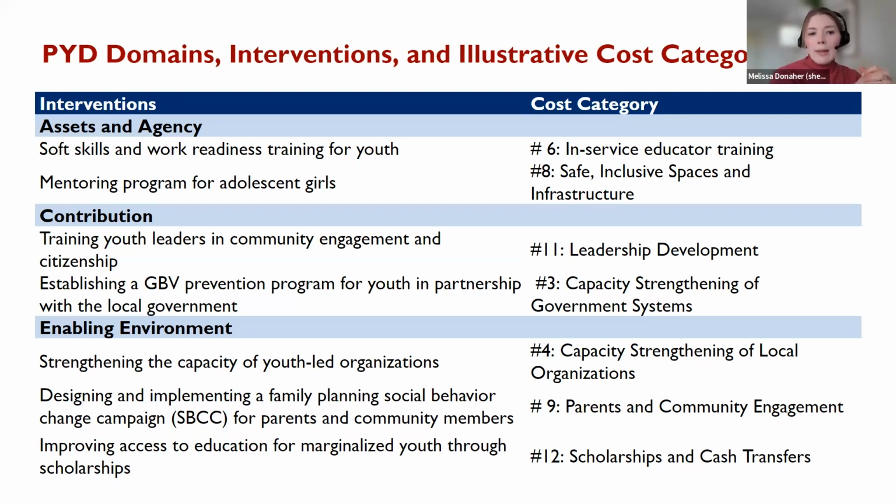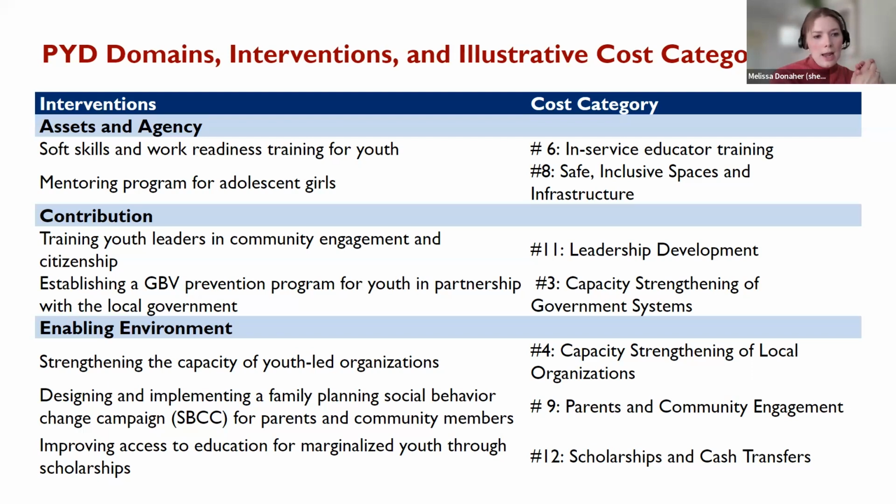And then work around the enabling environment. Again, this is a huge focus, of course, in our PYD programs. So for example, the first example here, strengthening the capacity of youth-led organizations, would connect well to cost category 4, which is capacity strengthening of local organizations.